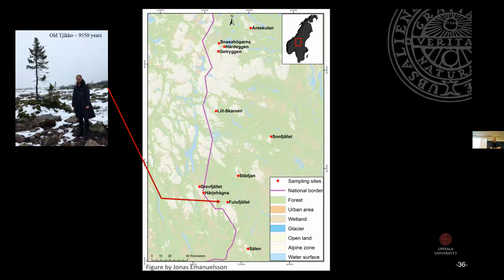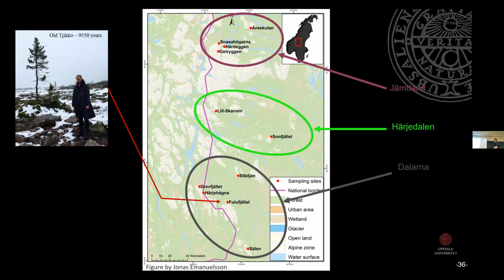So for the people that are not from Sweden, the samples are coming from this place, with Jämtland and Dalarna and Härjedalen in the middle. Old Tjikko is in Fulufjället, and in most of these places, populations have trees that have been dated and they know are relatively old, or at least the fossils that they find there are old.